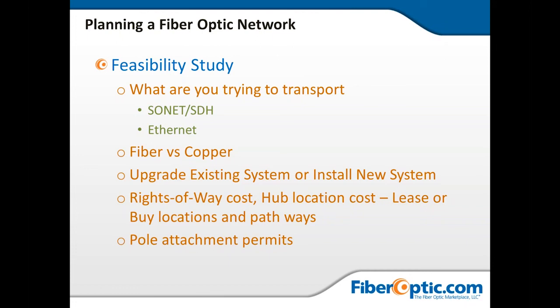If we do have to install new fiber, and all the hardware associated with it, then we're going to have to look at our rights of way costs, our hub location costs. Are we going to lease or buy these locations? Are we going to build our own pathways, or are we going to lease existing pathways? What are we going to need for pole attachment agreements?